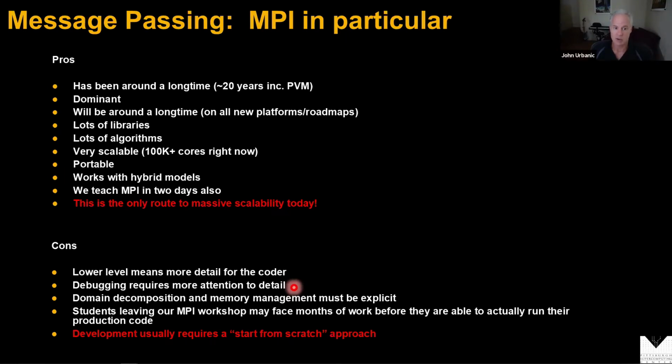Debugging requires you to think a little differently, because things can go wrong on different PEs. You don't have a bug on one line of code; you have one line of code that's running in 8 different places. That's more challenging. The domain decomposition and the memory management, the way we're breaking things up, we have to explicitly think about, how we're breaking up our problem. And there are other approaches where that's not true.